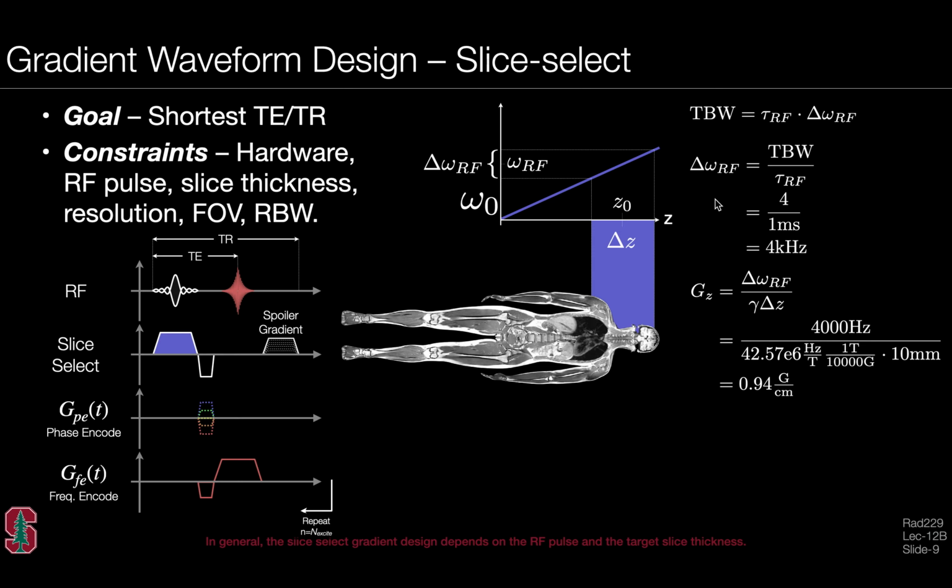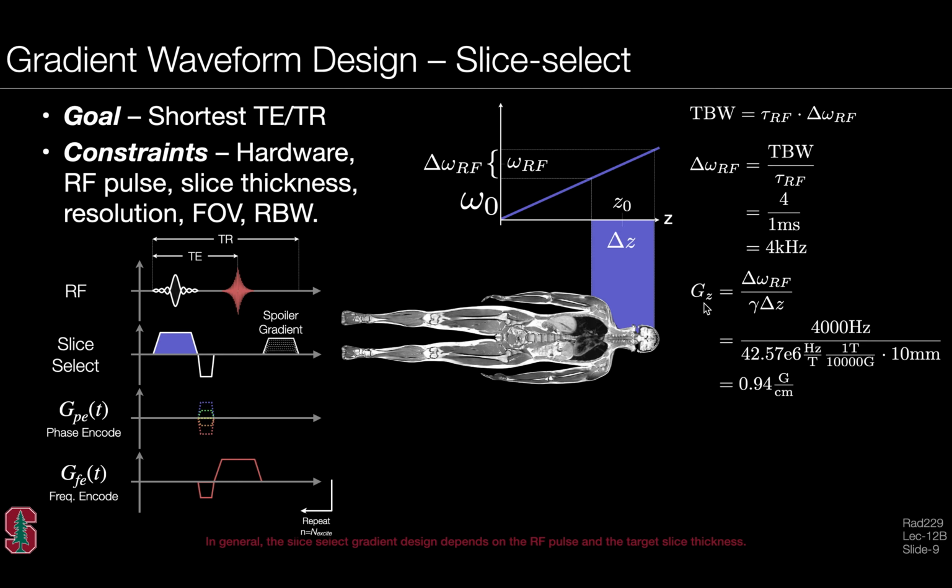In general, the time bandwidth product of an RF pulse might be defined for us, as well as the duration of the RF pulse. And so what's left to calculate then is the excitation bandwidth. In this case, if the time bandwidth product is 4 and we use a 1 millisecond RF pulse, we have a range of excitation frequencies, or excitation bandwidth, of about 4 kilohertz.